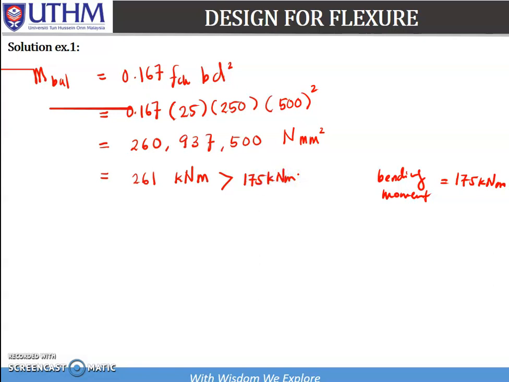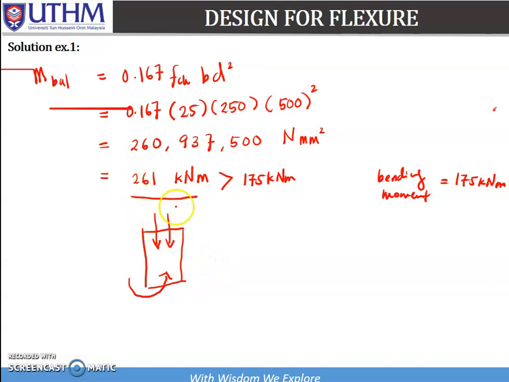So what does this mean? M balance is the moment that we need to stabilize the beam. Okay, this is our beam. This is just my illustration. But the ultimate bending moment is the moment which will overturn or damage the beam.